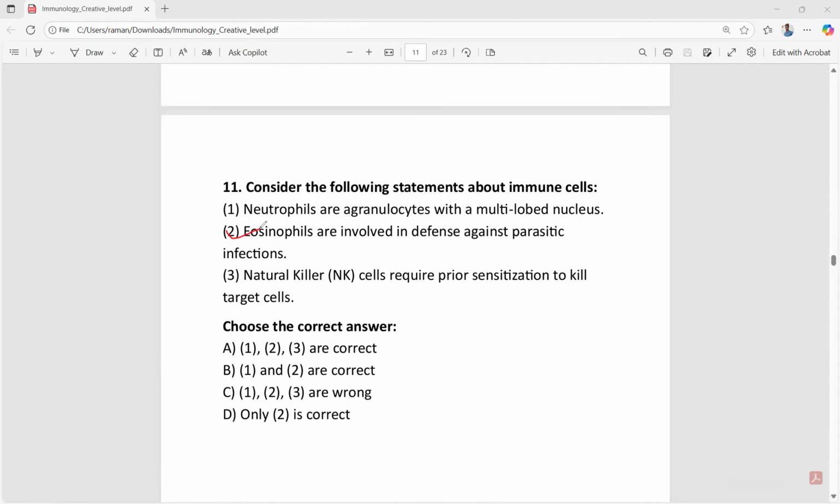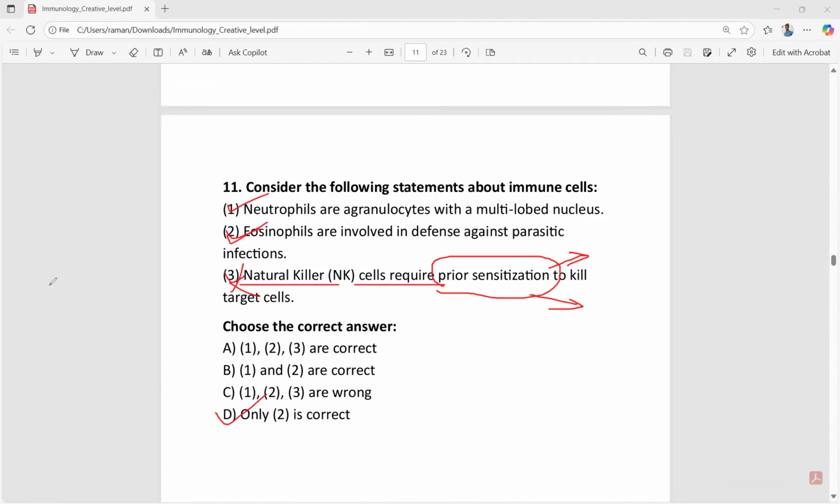And NK cells require prior sensitization to kill target cells. So NK cells do not require prior sensitization. ஆன்டிஜனை சாகடிக்கிறதுக்காக முன்னாடி சென்சிடைவ் பண்ணணும்னு அவசியம் இல்லை. அது எந்த டைம்ல வேணா நேரடியாக போயிட்டு செல்ஸை டெஸ்ட்ராய் பண்ணும். ஓகேங்களா? ஸோ ஆப்ஷன் 1 and 3 ராங். 2 is the right answer.